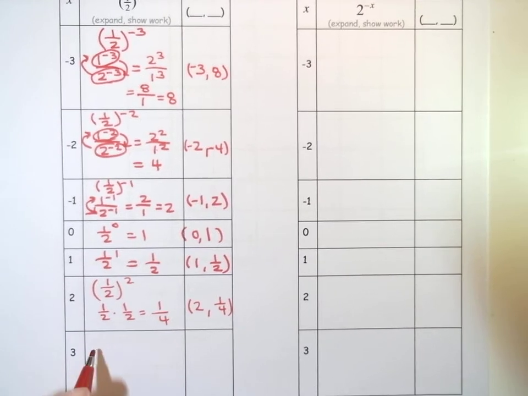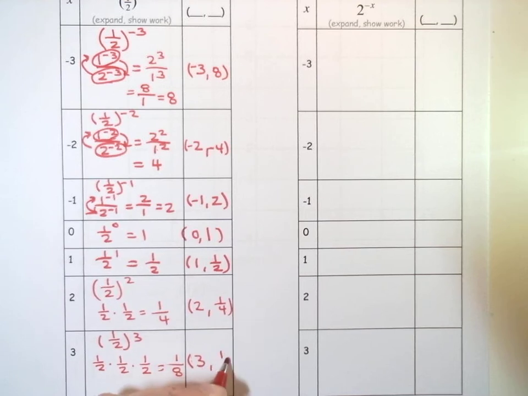And then 3, we have 1/2 to the 3rd power. That's 1/2 3 times. Multiply straight across the top. We have 1. Multiply straight across the bottom. 2 times 2 is 4. 4 times 2 is 8. So the last one is 3 and then 1/8.